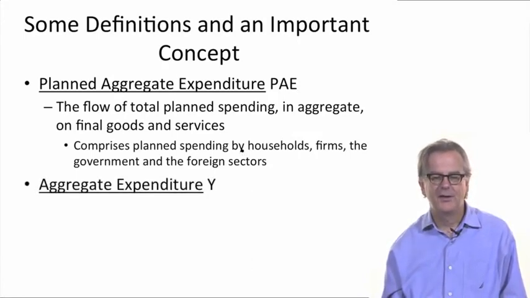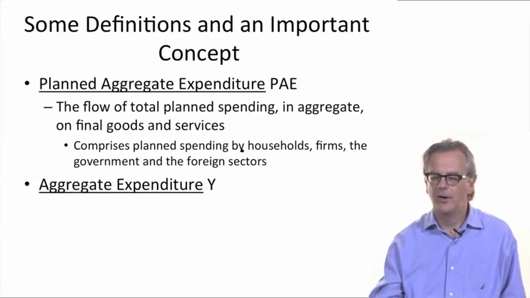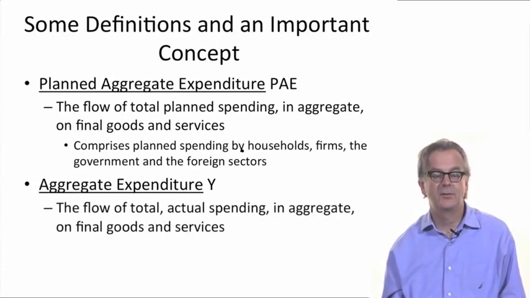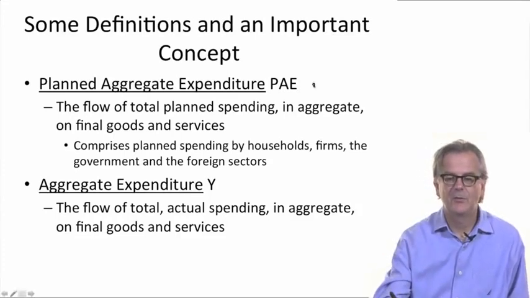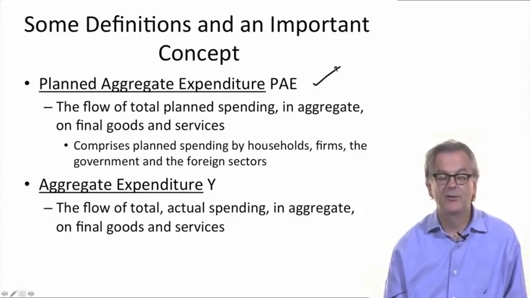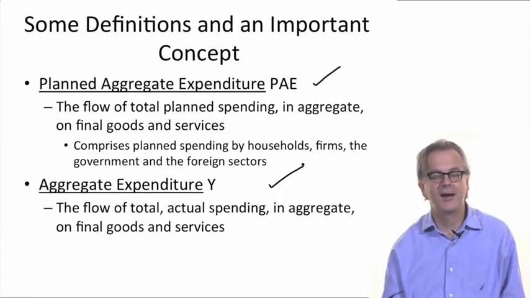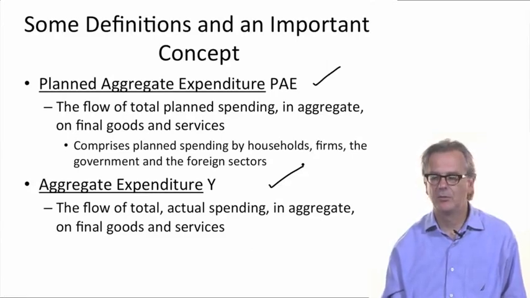Aggregate expenditure, on the other hand, is going to be denoted by the letter Y. This is actual expenditure, not what is planned, but what actually happens. And this is a familiar concept to you. This is gross domestic product, the flow of total actual spending in aggregate on final goods and services. This distinction between what sectors in the economy are planning in terms of their expenditure and what actually happens in terms of expenditure, the difference between planned aggregate expenditure and aggregate expenditure, is absolutely fundamental to this basic Keynesian model.